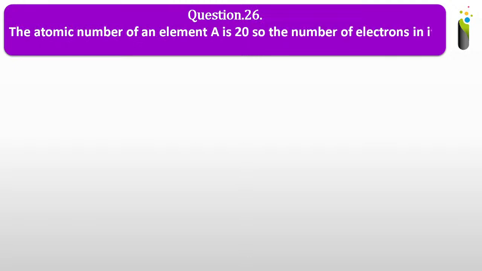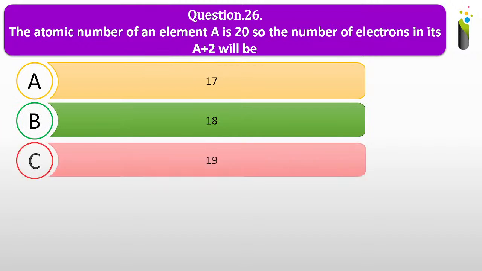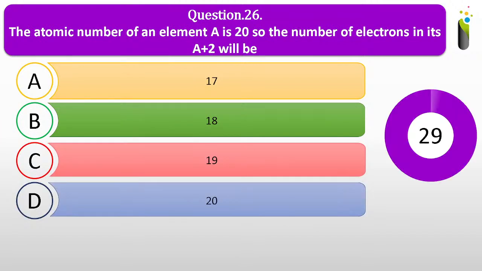Going ahead to question number 26. The atomic number of an element A is 20. So the number of electrons in its A plus 2 will be dash. And your options are A 17, B 18, C 19, D 20. So answer me for question number 26. Kartikeya Verma, Kanak Kapil, Arushi Shah, you were correct in the question number 25. Answer me for question number 26.